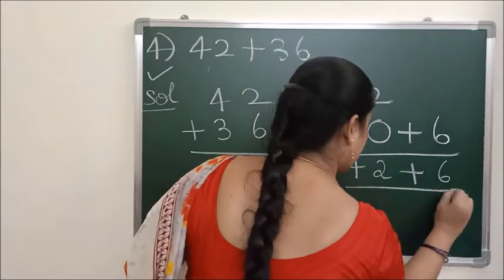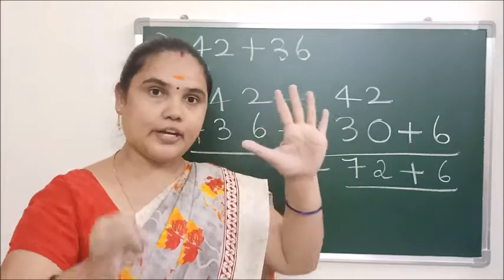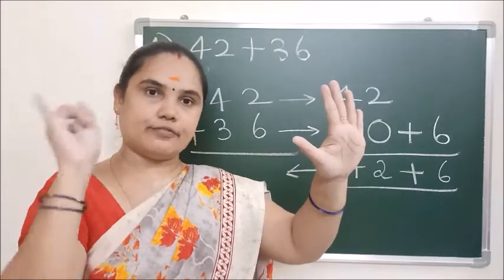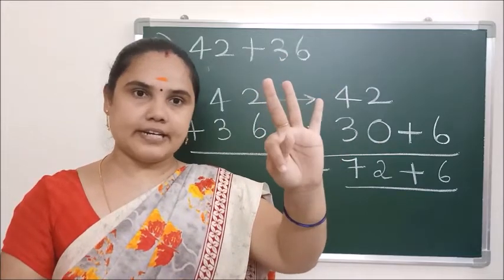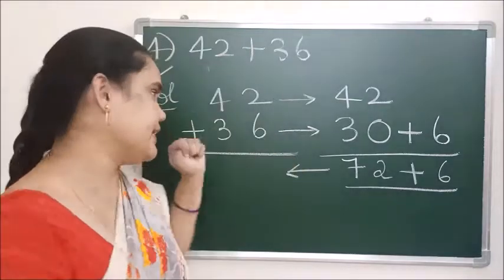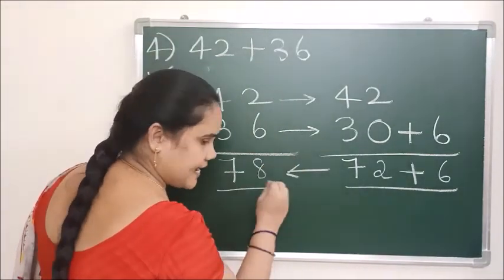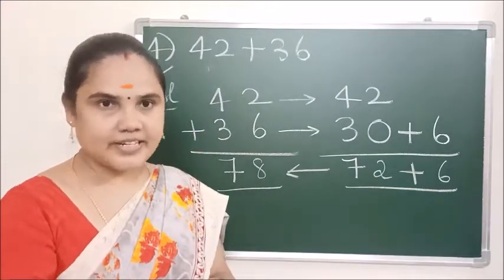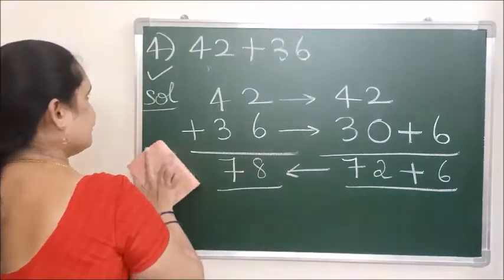Now tell me, children, how much is 72 plus 6? 72 in the mind. Open 6 fingers. After 72, 73, 74, 75, 76, 77, 78. Now write the answer here. 78. Did you all understand, children? Yes. We will do one more sum.